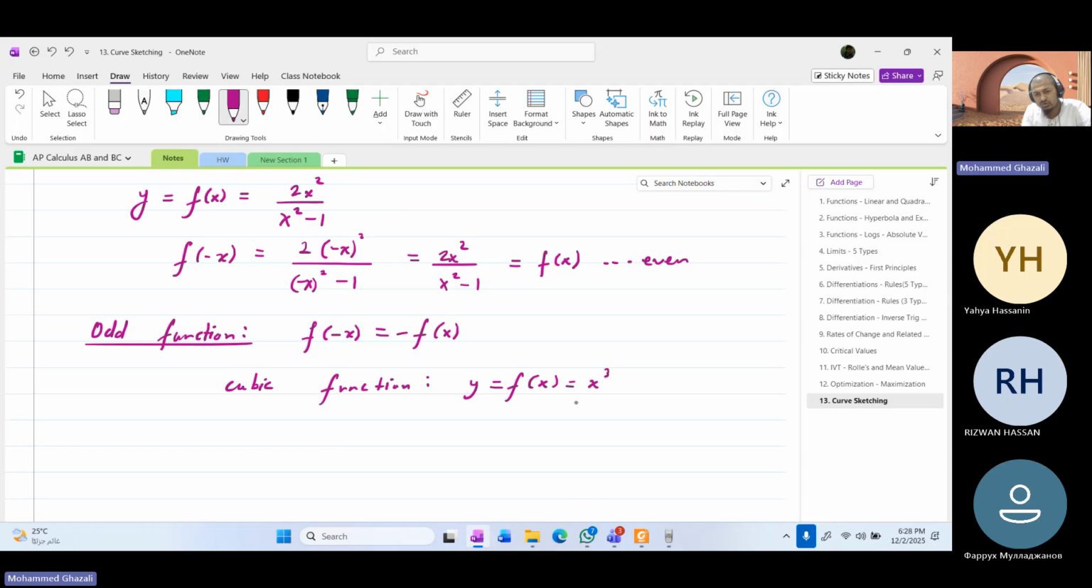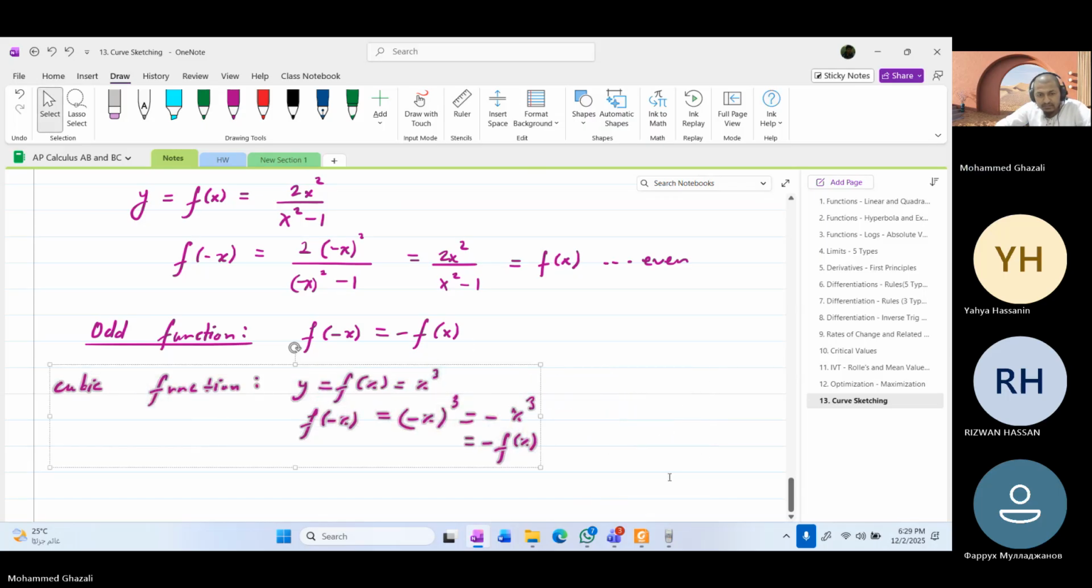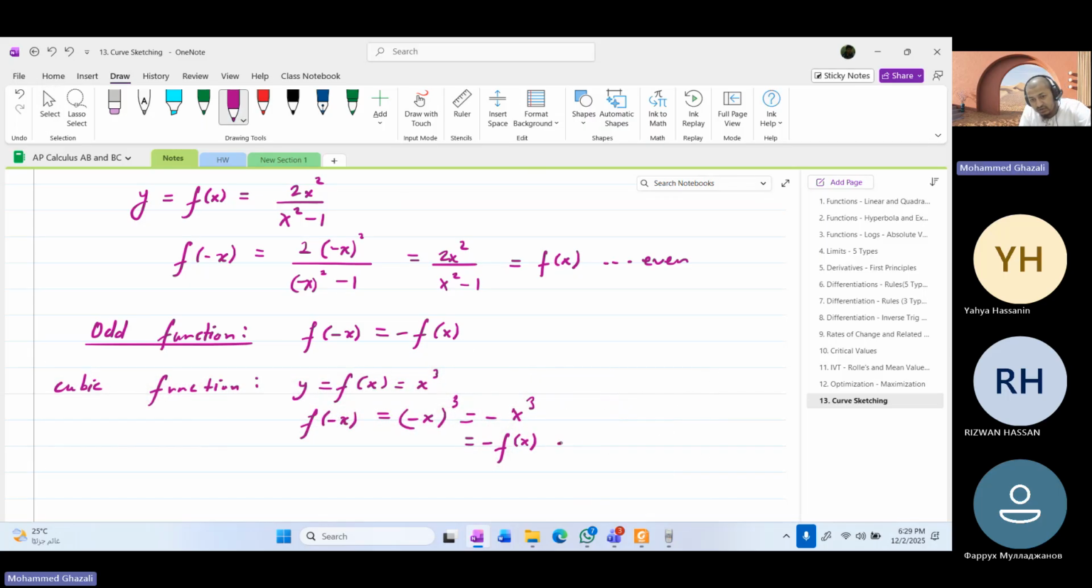y equals f of x equals x cubed. So if I substitute f of negative x, you get negative x, all cubed, which is negative x cubed, which is negative f of x. So I've got the negative outside, okay? So now the function is odd. This is an odd function.